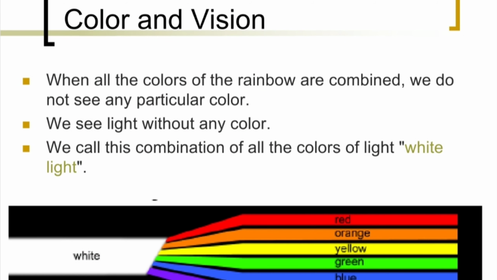So let's proceed now to the colors of light. As you can see in my background, it's a rainbow, right? So obviously it's a rainbow. So why is it that I use that one? Because it has something to do with our discussion about the colors of light. When all of the colors of the rainbow are combined, we do not see any particular color. We see light without any color. We call this combination of the colors of light white light.